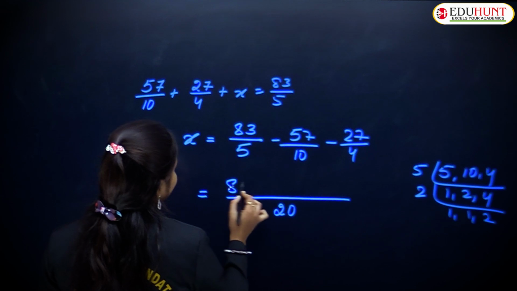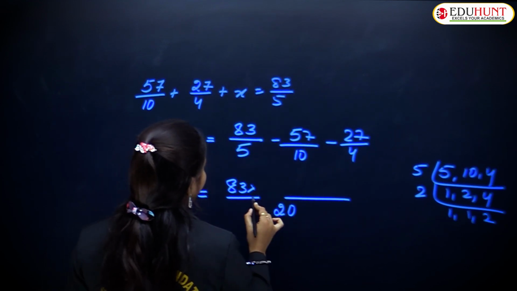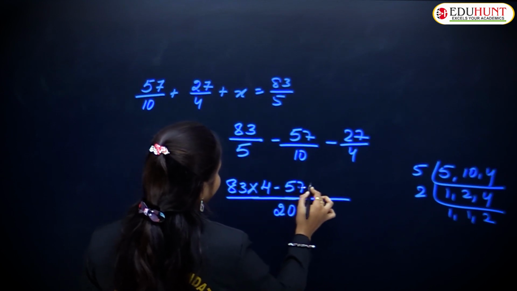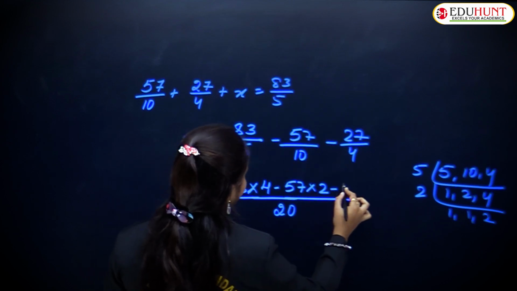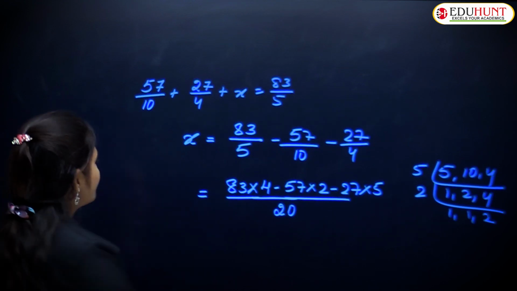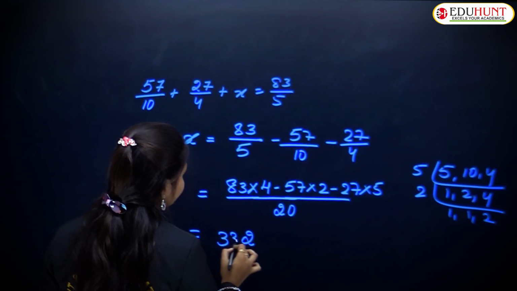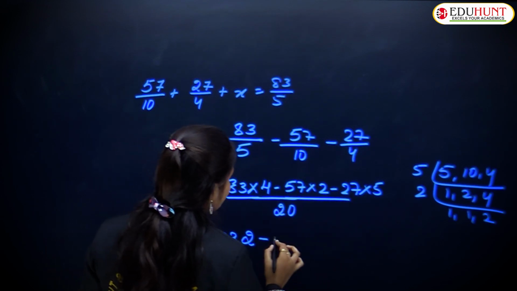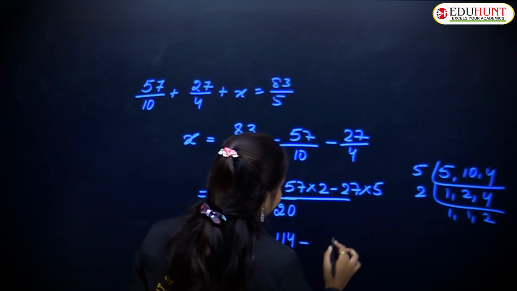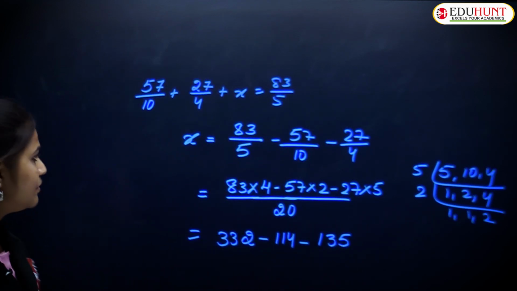Clear? So 83 into 4, since 5 fours are 20, minus 57 into 2, since 10 twos are 20, minus 27 into 5, since 4 fives are 20. Clear? So 4 threes are 12, 4 eights are 32 plus 1, 332. Minus 57 twos are 114. Minus 27 fives: 5 sevens are 35, 5 twos are 10, so 135. Clear? Yes.